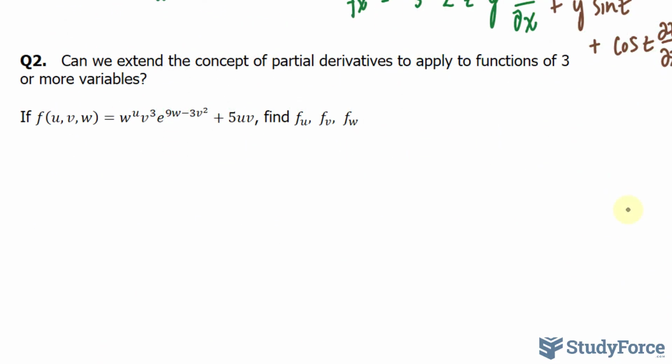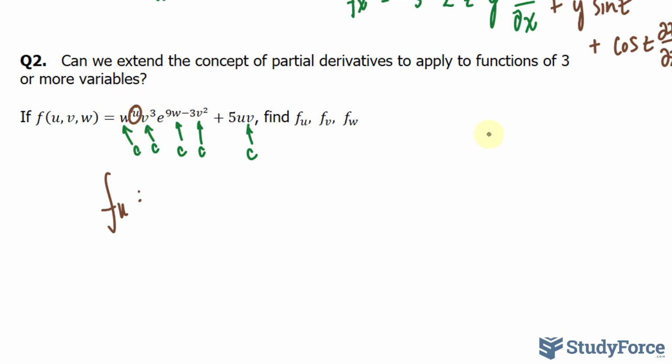We're asked, can we extend the concept of partial derivatives to apply to functions of 3 or more variables? And the answer is you can. In our question, they want us to find out f sub u, f sub v, and f sub w. So starting with f sub u, we'll take this as a constant, that as a constant, these two as constants, and this v as a constant. The variable that we're differentiating with respect to is right here.